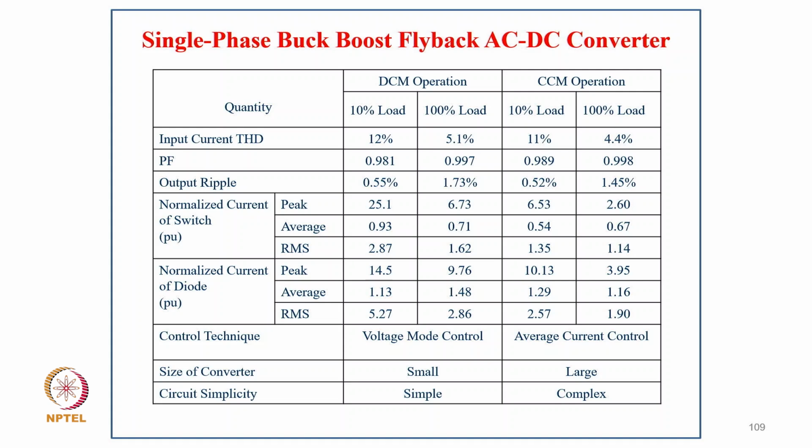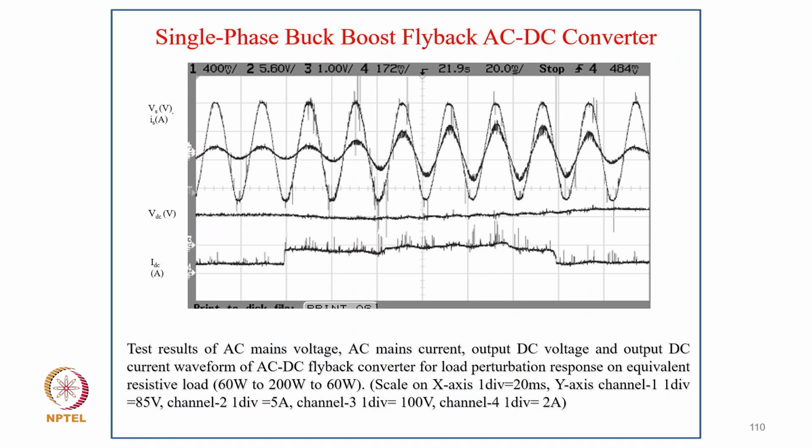And this is a comparison for DCM and CCM. Of course, you will find input THD in CCM is a little better than DCM, but in all cases the power factor remains close to unity. And of course, the control also has to be modified. In DCM we use the voltage follower mode, and in case of CCM we use average current control.